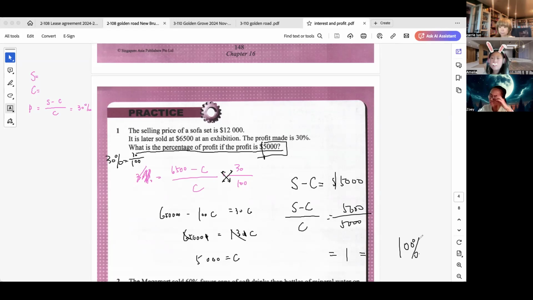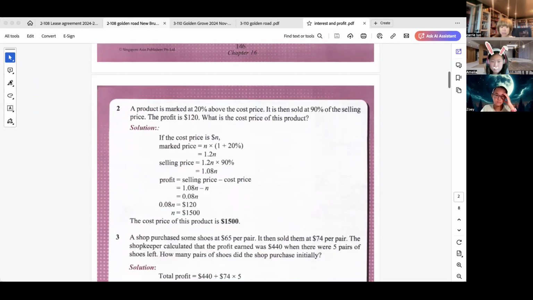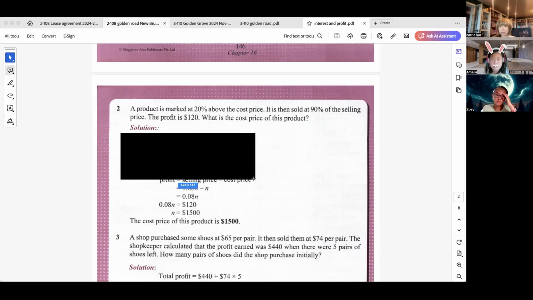Get it? I just don't get it. Why, Amelia, you said, okay, I don't know how to do that. I have to teach you everything, right? Okay, so let's take a look at this one.